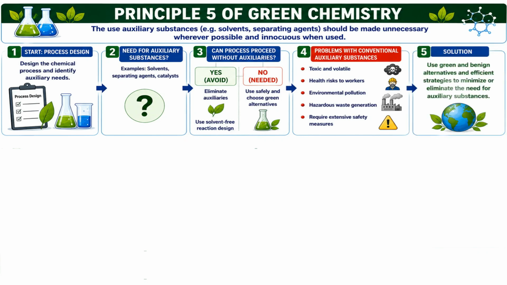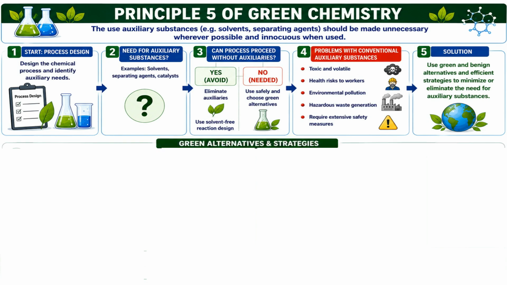The solution is to adopt green and benign alternatives and efficient strategies that either minimize or completely eliminate the need for these substances. Now let's explore some green alternatives and strategies to replace the use of traditional auxiliaries. For example, we can use water as solvent. This is the most environmentally friendly solvent. Under certain conditions, it can behave like organic solvents and expand reaction possibilities.